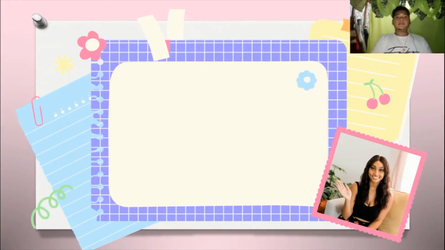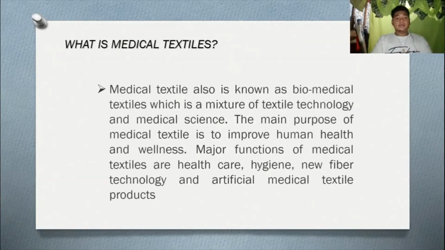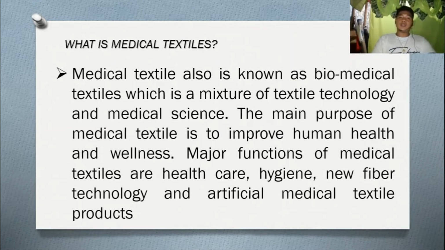So next is medical textile. So what is medical textile? Medical textile, also known as biomedical textiles, is a mixture of textile, technology, and medical science. The main purpose of the medical textile is to improve human health and wellness. The major functions of medical textile are healthcare, hygiene, new fiber technology, and artificial medical textile products.